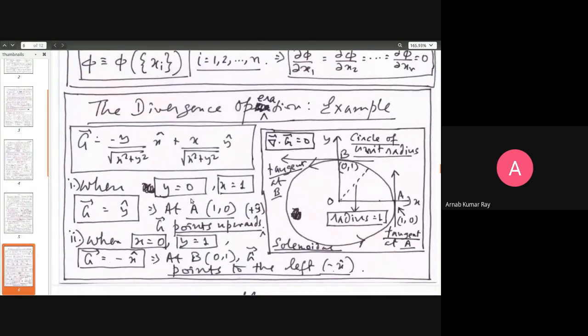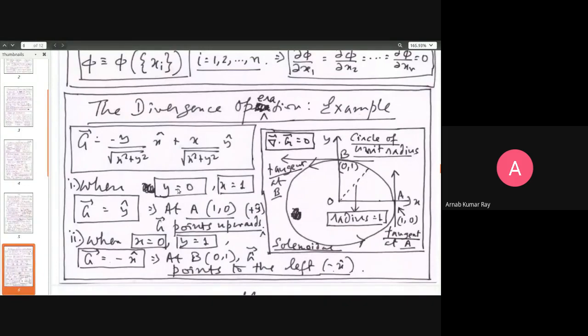Let us understand this thing geometrically a little. This thing is known as a solenoidal function. I have to touch upon that word solenoidal in greater detail now. Let us see. We discussed that this vector has got a radius of 1. At this point A, x is equal to 1, y is equal to 0. At this point B, here, x is equal to 0, y is equal to 1.